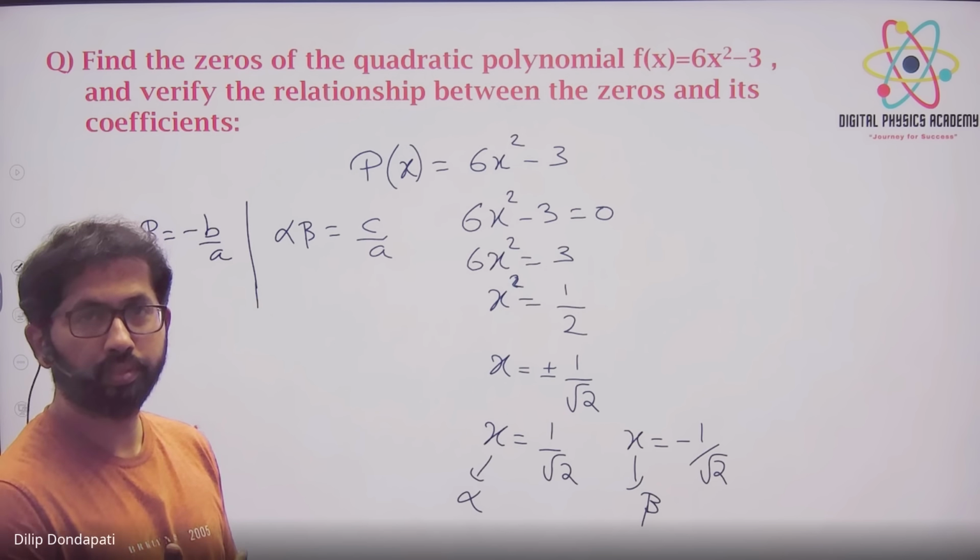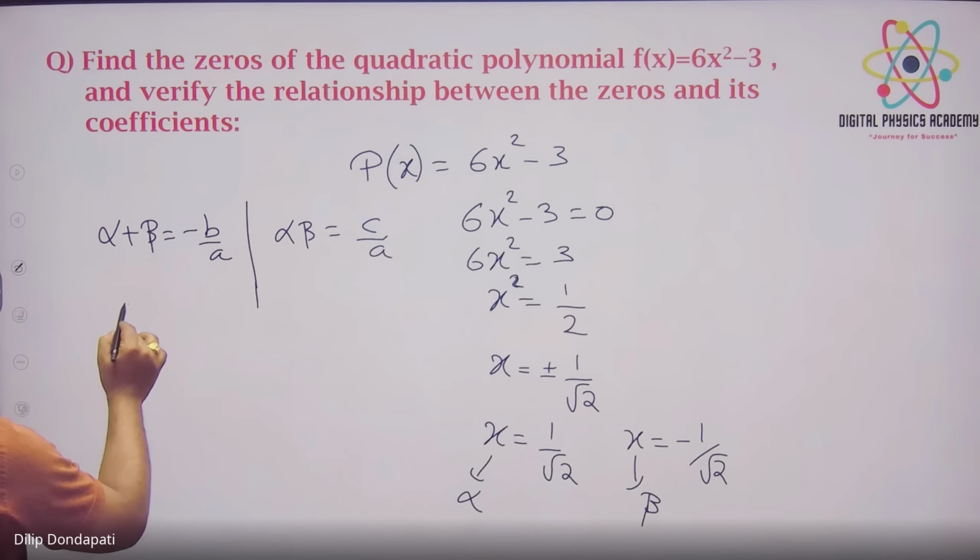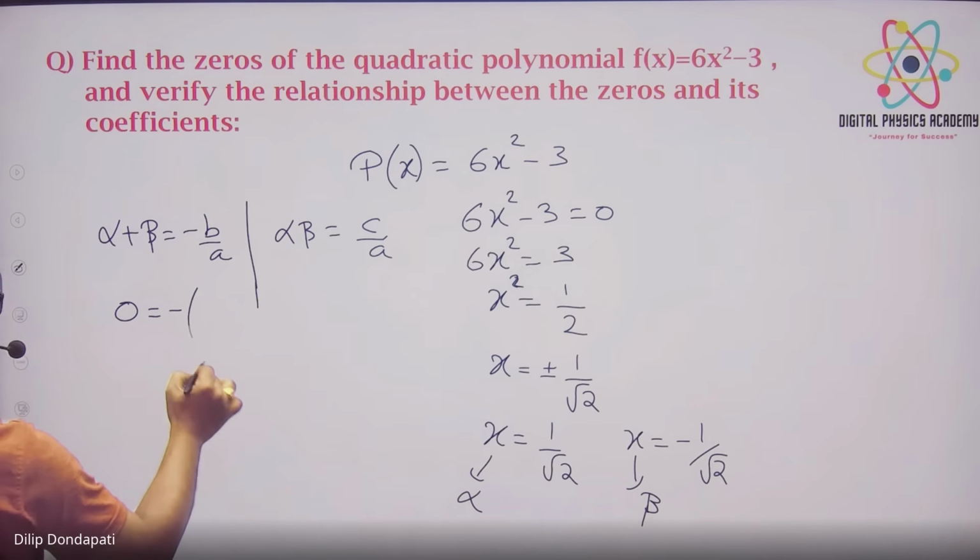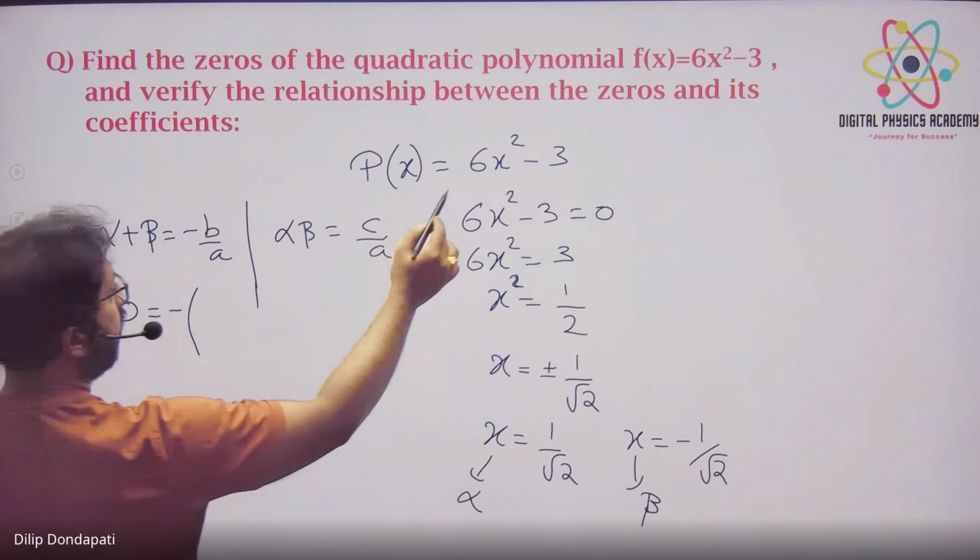Verified? Alpha plus beta is how much? 1 by root 2 minus 1 by root 2 is 0, which is equal to minus b by a. So b is 0, a is 6. So 0 equal 0. One relationship verified. Alpha beta, alpha into beta: 1 by root 2 into minus 1 by root 2 is minus 1 by 2, which is equal to c by a. c is minus 3, a is 6. So 3 ones are 3, 3 twos are 6. So minus 1 by 2 is equal to minus 1 by 2. Verified.